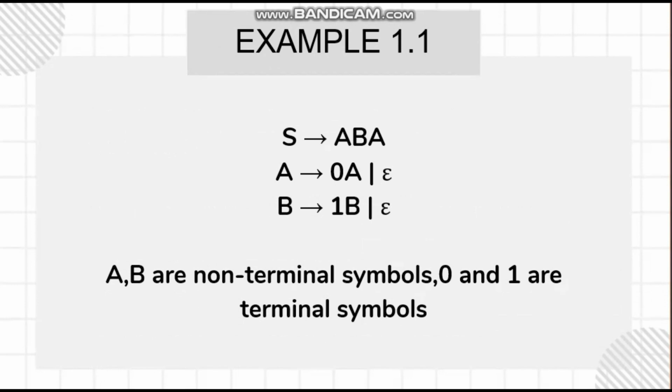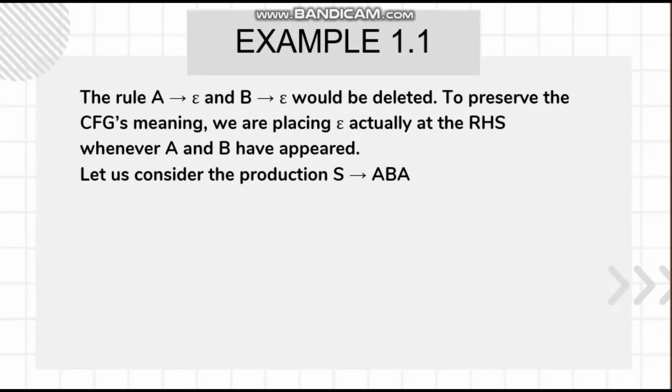So this is the example. Here we find out that there are two productions, A gives epsilon and B gives epsilon. Our task is to remove these two productions without altering the set of strings they produce. Now consider the production S derives ABA. If we consider the first A at RHS as epsilon, then we get the production S gives BA.